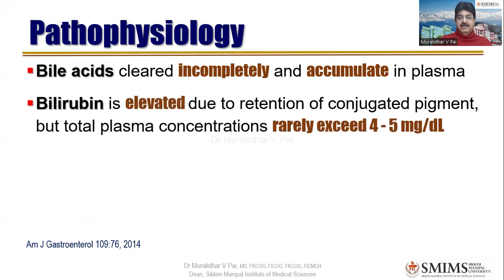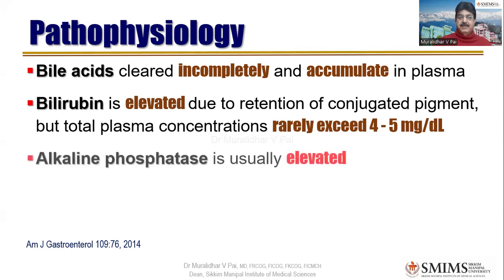Bilirubin is elevated due to retention of conjugated pigment, but total plasma concentrations rarely exceed 4 to 5 milligrams per dl. So this is the main differentiating point between simple cholestasis of pregnancy and hepatitis. In hepatitis, the bilirubin is elevated very much, as well as the other liver enzymes. So bilirubin here is not very high, rarely exceeds 4 to 5 milligrams per dl.